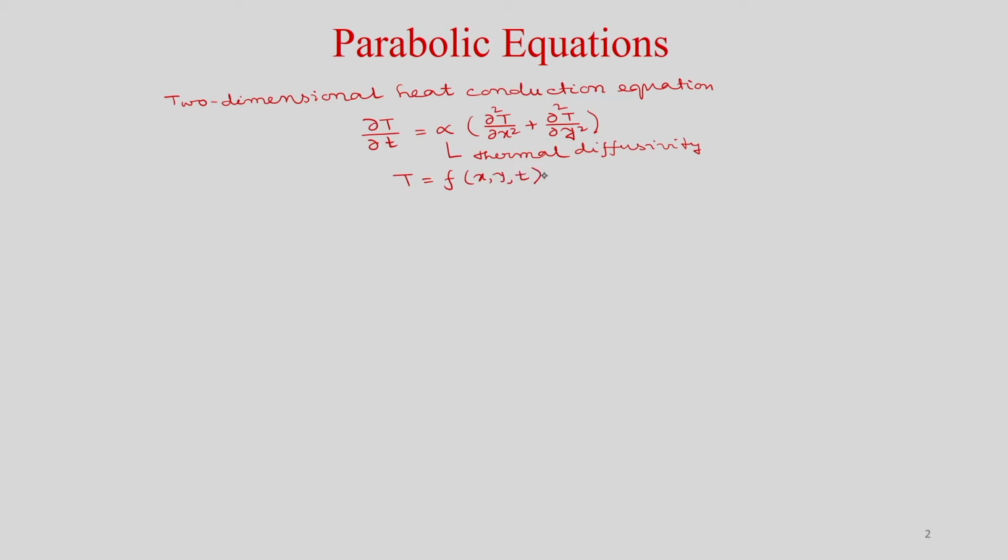Now we will consider one model equation similar to this heat conduction equation, where we will write in terms of a general variable phi. So, if phi is any general variable, then we will consider del phi by del t is equal to gamma, which is your diffusion coefficient, times del 2 phi by del x square plus del 2 phi by del y square, where gamma is your diffusion coefficient.